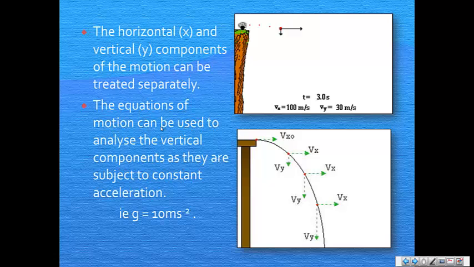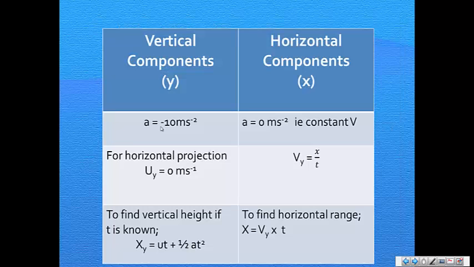So just to sum up, just as we've seen before, our velocity component in the vertical direction is increasing, our horizontal stays the same. So what that means is we can use our equations of motion for constant acceleration to analyse the vertical component. To sum up, these are our components. You might find this handy to write down. In the vertical direction, the acceleration is -10, whereas in the horizontal, the acceleration is always 0. There's a constant velocity.